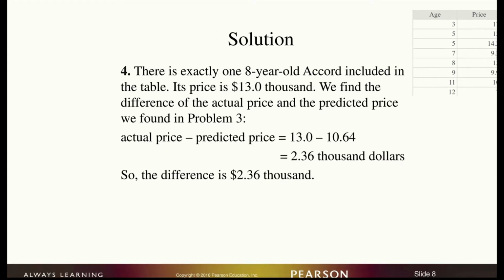Now, notice that you can also write that as 2.36 times $1,000, right? So remember what multiplying by 1,000 does? It moves the decimal 3 to the right, right? So this will probably look a lot more familiar to you. So instead of 2.36 thousand, we would usually say $2,360. So this difference is precisely what we call the residual.